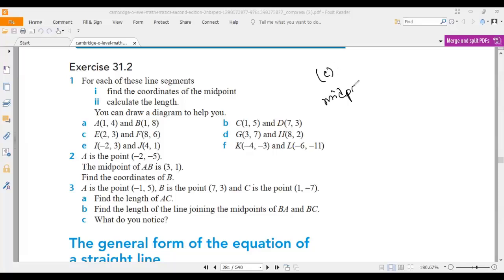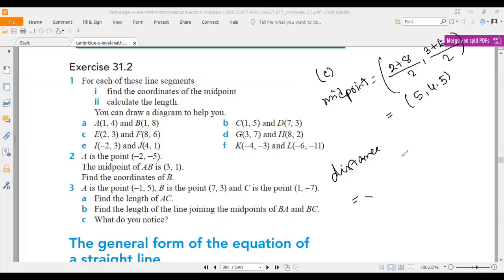Midpoint will be 2 plus 8, that means x1 plus x2 divided by 2, and y1 plus y2, so 3 plus 6 by 2. So 2 plus 8, that will be 10 by 2 is 5. 6 plus 3, that is 9 by 2 will be 4.5. Now we need to find out the distance.